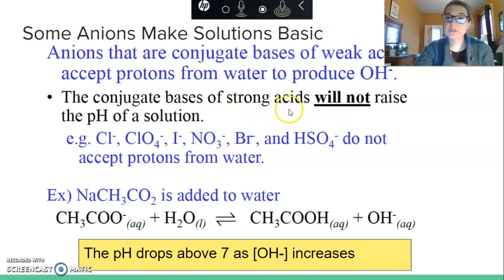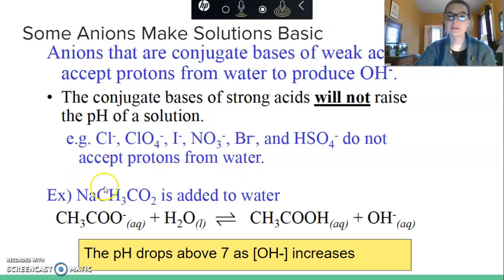The conjugate bases of strong acids will not raise the pH of the solution. So conjugate bases of strong acids are going to be weak bases. You can think about it that way. You can also think of strong acids, like HCl, for example. They dissociate completely in water, so it's very unlikely that the Cl- ion is going to take that H back to become HCl again, because it has a strong dissociation in water. So you can kind of think about it that way.